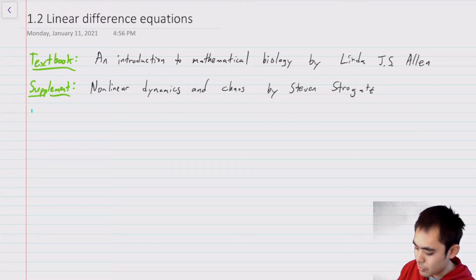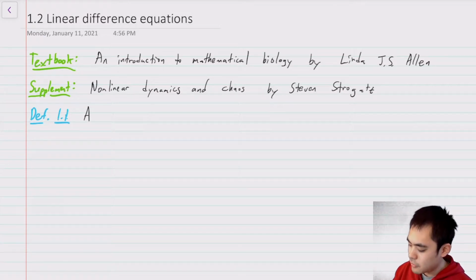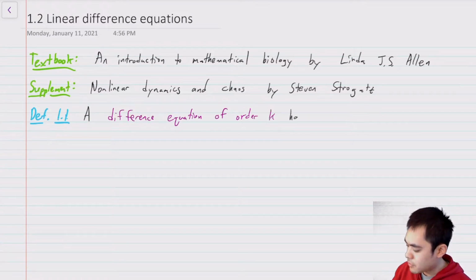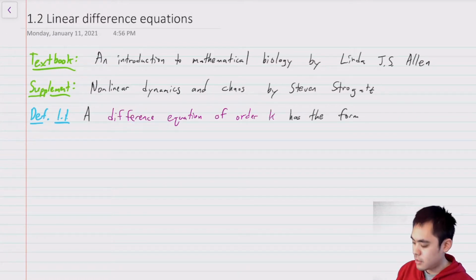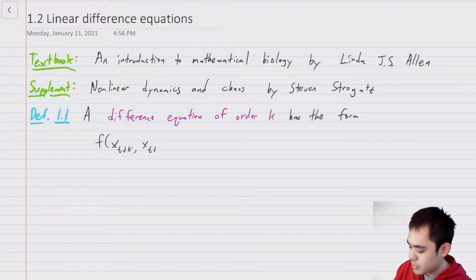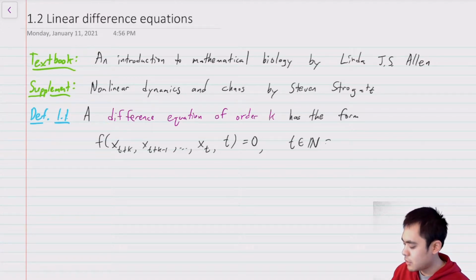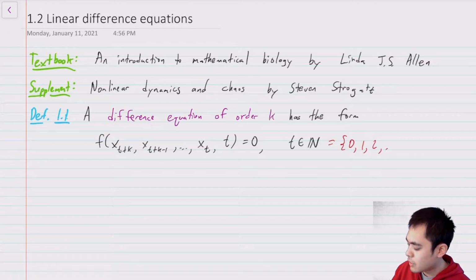Let's see, definition 1.1. What is a difference equation? A difference equation of order k has the form f of x sub t plus k, x sub t plus k minus 1, all the way down to x sub t, equals 0, where t is from the natural numbers. For the purposes of this class, we're going to include 0 in the natural numbers. So 0, 1, 2, and so on.